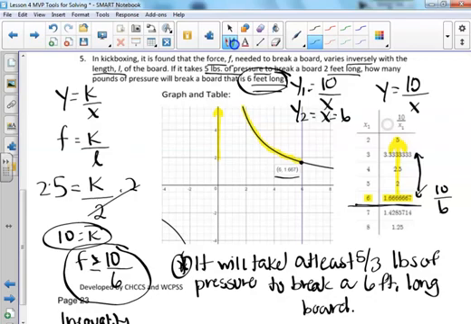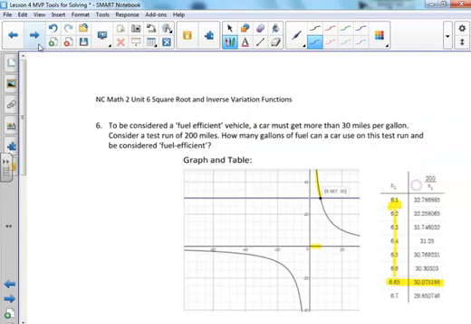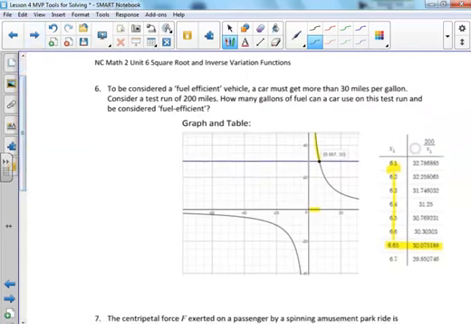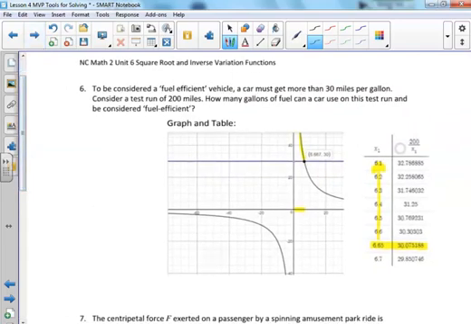All right, I'd like to do one more with you all, and that's number 6. To be considered a fuel-efficient vehicle, a car must get more than 30 miles per gallon. Notice the word more than, so we know that we're going to be working with an inequality here. Consider a test run of 200 miles. How many gallons of fuel can a car use on this test run and be considered fuel efficient?